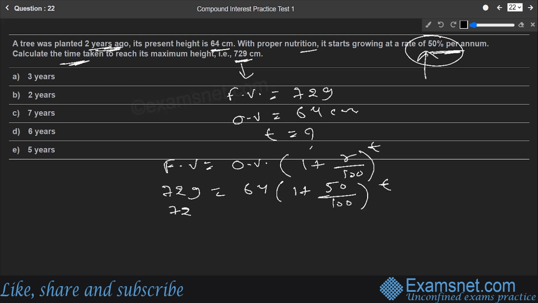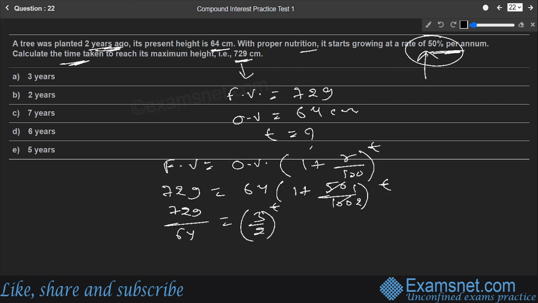If we solve this further, this is 729 by 64 on the left hand side. On the right hand side, 1 plus 50 by 100 is nothing but 1 plus 1 by 2, which is nothing but 3 by 2. So it's going to be 3 by 2 to the power t. If we on the left hand side can somehow make 3 by 2 itself, then the power of that will be compared with t, and t will be that only.